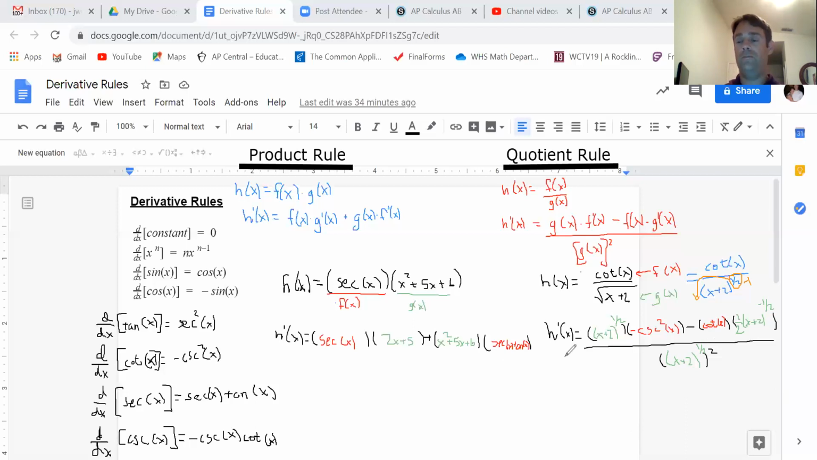Well, friends, there we go. All right, that takes care of some more derivatives for us. So we got our product rule now, our quotient rule, and the rest of our trig rules. So see you in the morning, and we'll do a little bit more with this.